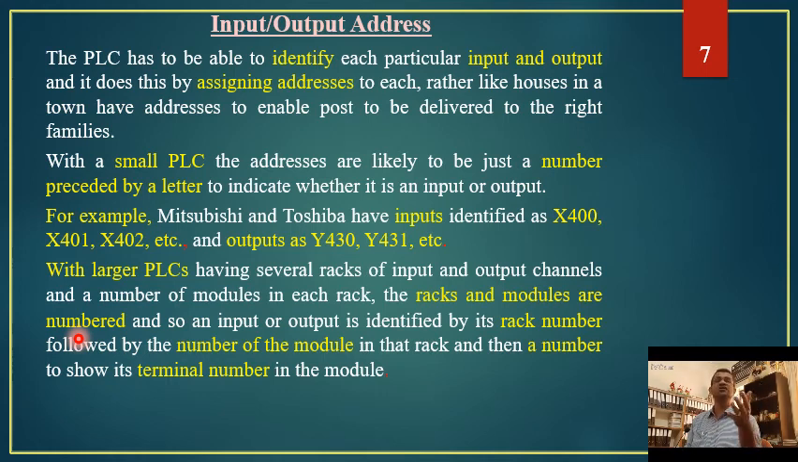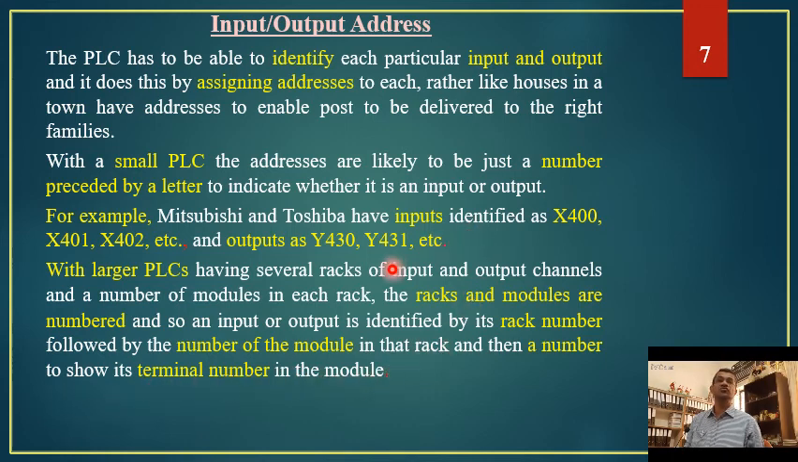Very much similar pattern is been followed even in a PLC. So if you have racks and then modules, rack number and module number will constitute the address of any location that we are talking about. An input or output is identified by its rack number followed by the number of the module in the rack, and then a number to show its terminal number in the module.